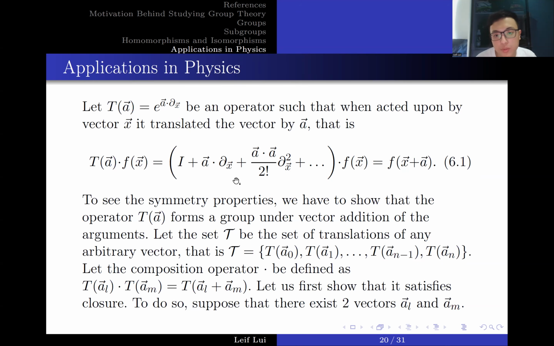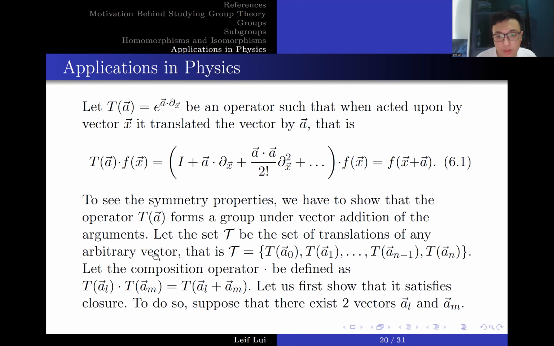So to see the symmetry properties, we have to show that T(a) forms a group under vector addition of the arguments. So let T be the set of translations of any arbitrary vector. That is basically the translation of any vector here. So let the composition operator dot be defined as T(a_l) · T(a_m), which basically gives T(a_l + a_m). This is essentially a homomorphism, where the operation is simply the product between the two translation operators.